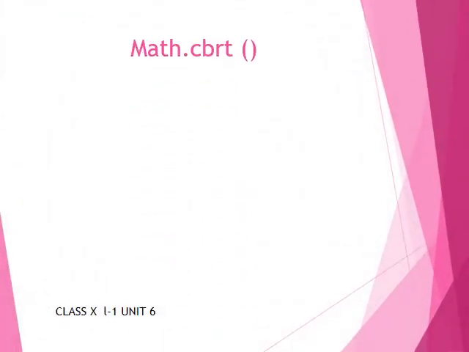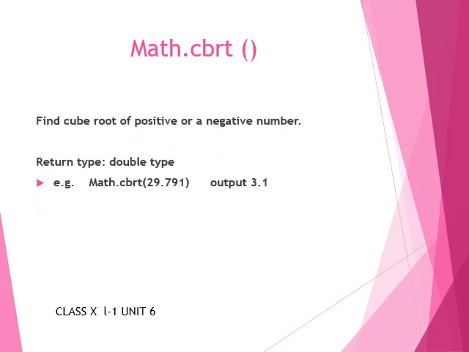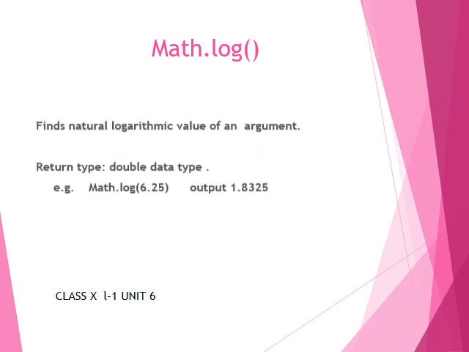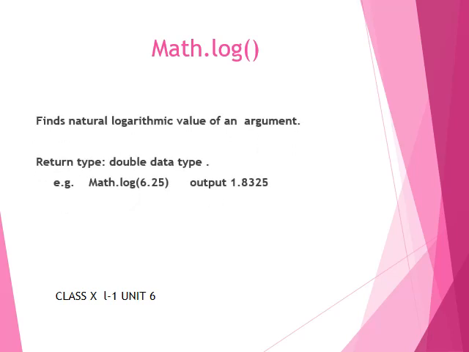Next function is Math.cbrt, that is to find the cube root of the positive or a negative number. Return type is double data type. Example is given here. Math.cbrt(29.791), output is 3.1. Next function is Math.log. Find natural log values of an argument. Return type is again double data type. Math.log(6.25), output is 1.8325.